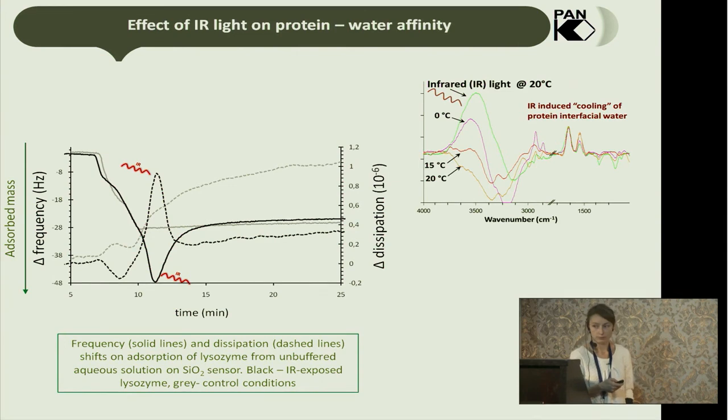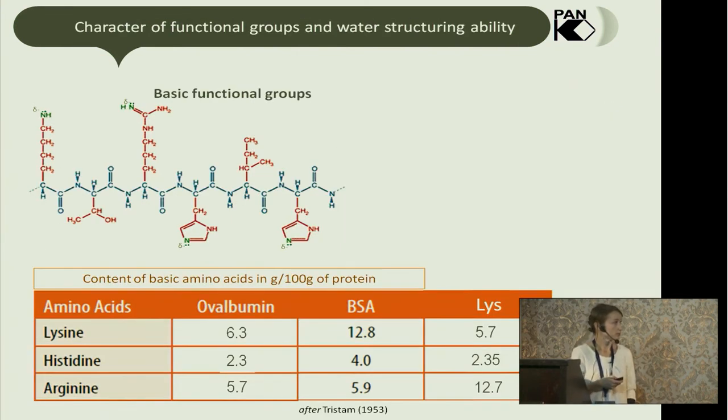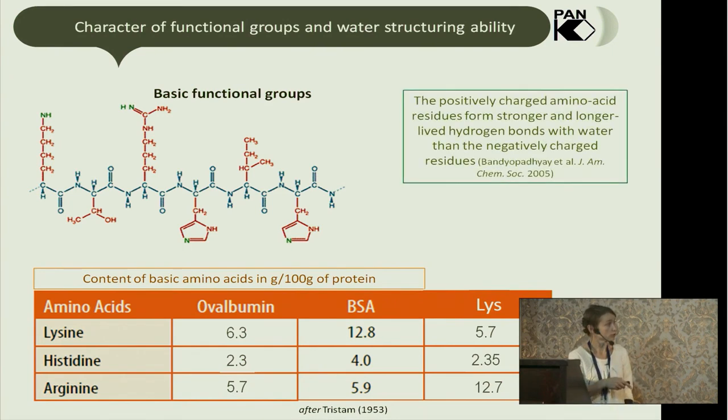And it was also interesting for us to understand why we see the differences in those water structuring properties for different proteins. And we observed that it correlates quite well with the presence of so-called basic functional groups at the protein surfaces. So those basic groups, these are those that have partial negative charge, and they like to become protonated, become positively charged. And there are other studies confirming, in fact, that those positively charged amino acid residues are those that form the strongest and the longest-lived hydrogen bonds with water.